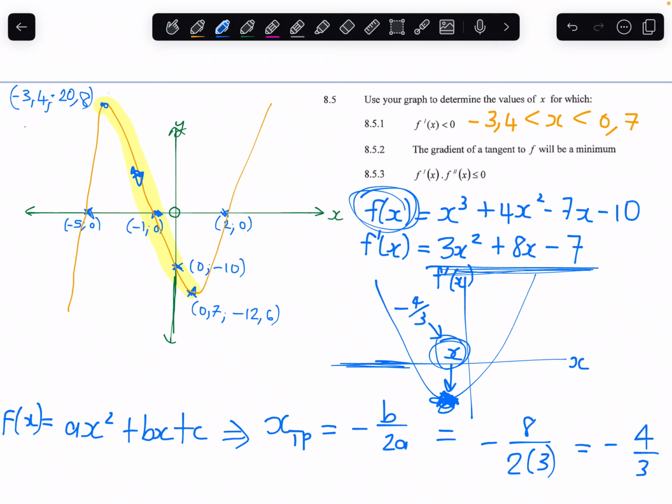So what are we asked? Where will the gradient of a tangent to f be a minimum? It will be when x is equal to negative 4 over 3. All right. I don't know how easy that is to find on the graph, but anyway, maybe there's something I'm missing.